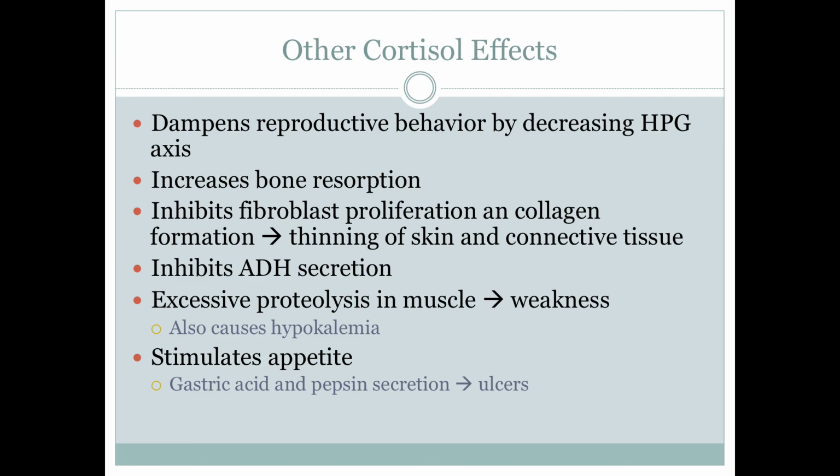It increases bone resorption. One thing we can see is prednisone-induced osteopenia from giving extended levels of prednisone. Connective tissues in general break down with high levels of cortisone. So you see thinning of skin, thinning of connective tissues, anything with collagen in it is going to start to thin. Bones are going to start to thin.